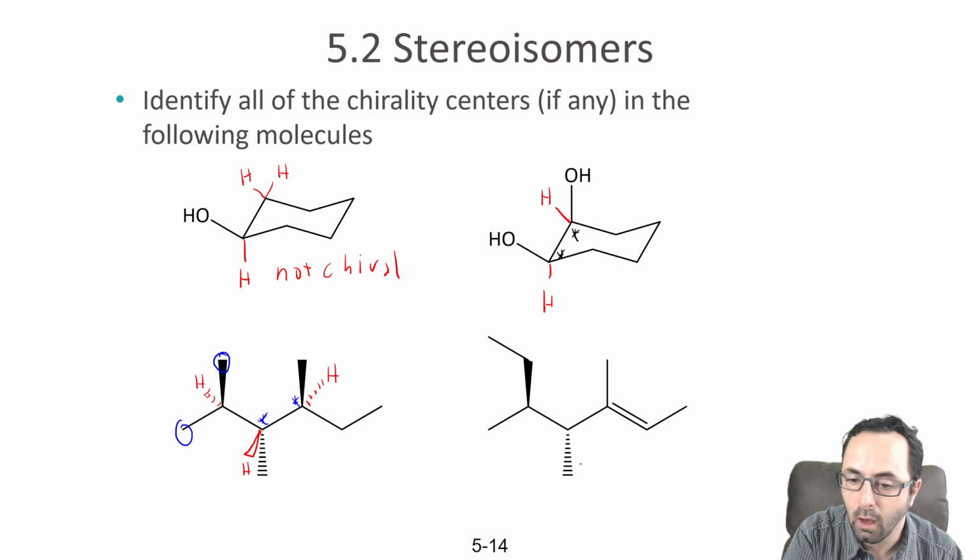Okay, now let's identify some more chiral centers. So remember, a chiral center has to have 4 different groups attached. So any of these sp2 hybridized carbons with a double bond here cannot be chiral carbons. These carbons on the end here are not chiral because they have 3 hydrogen atoms attached. This carbon is not either. Neither is this one because they both have 3 hydrogens attached. And this one here has 2 hydrogens attached, right here and here.